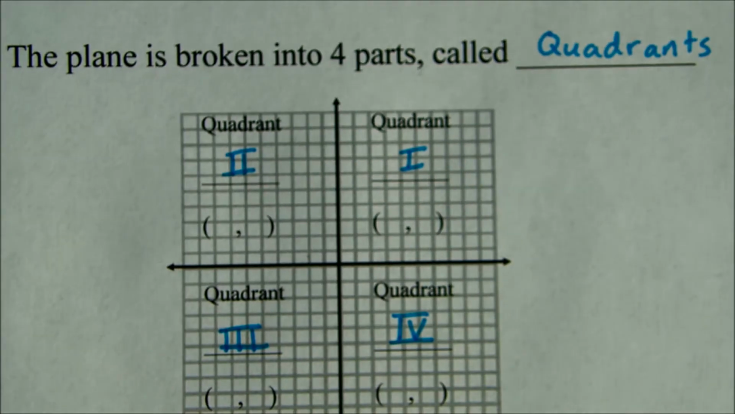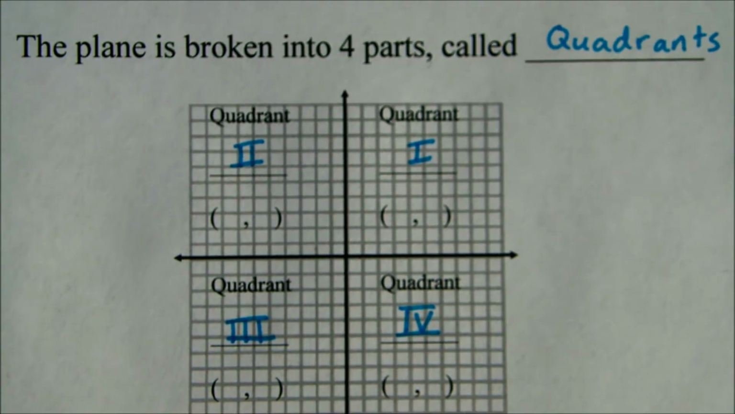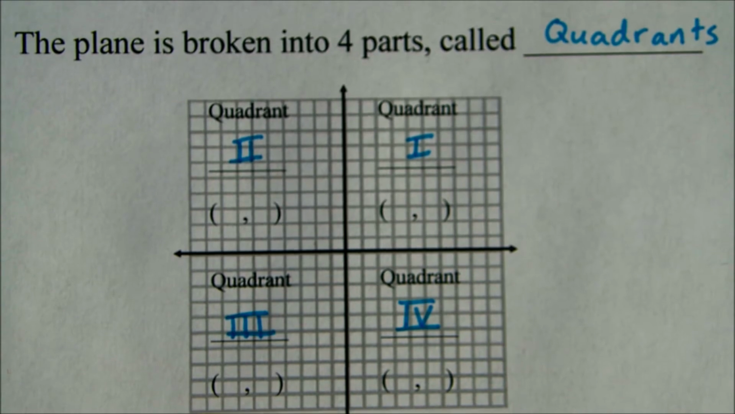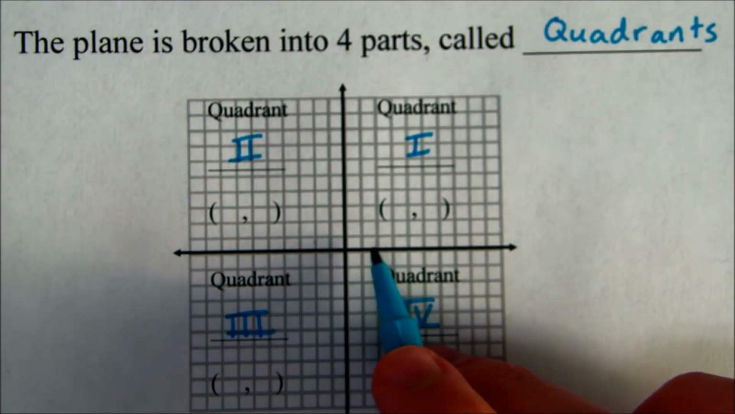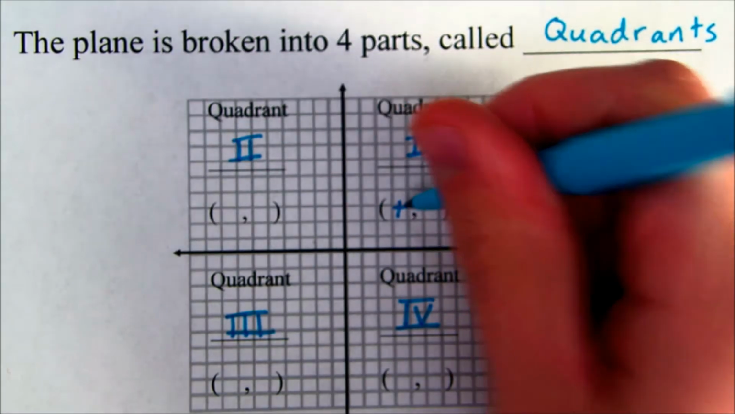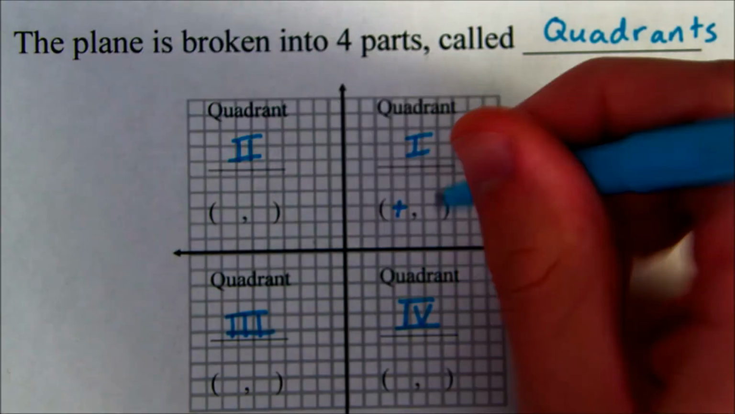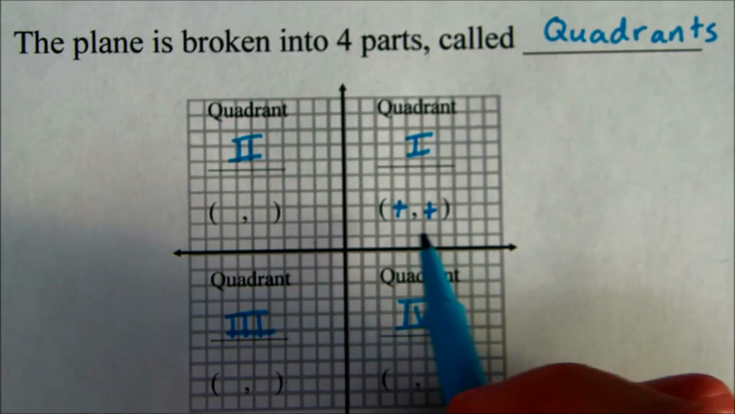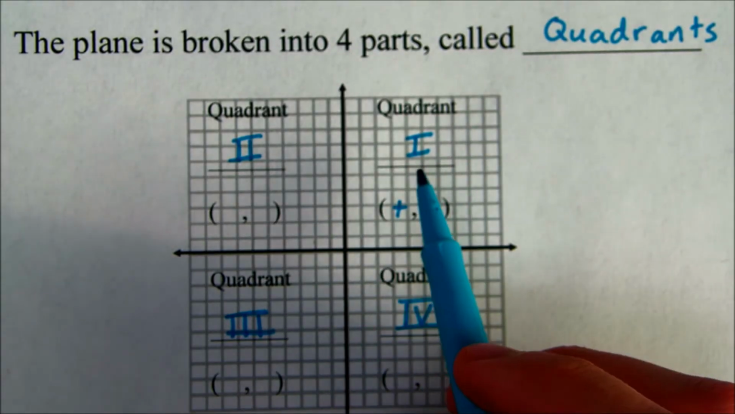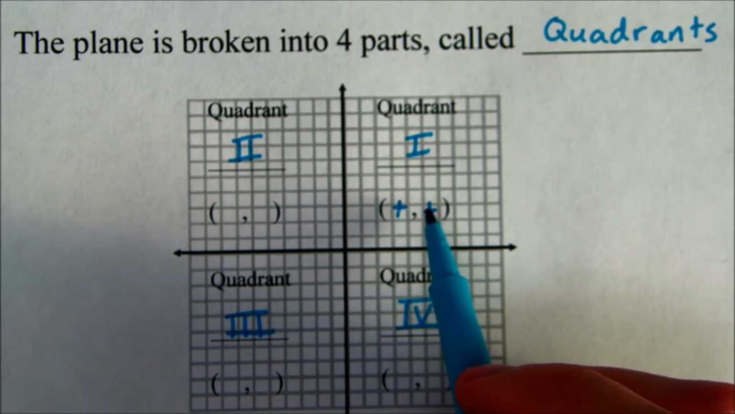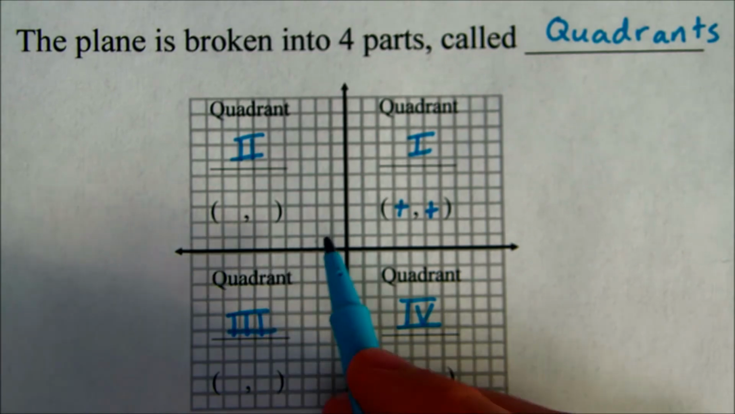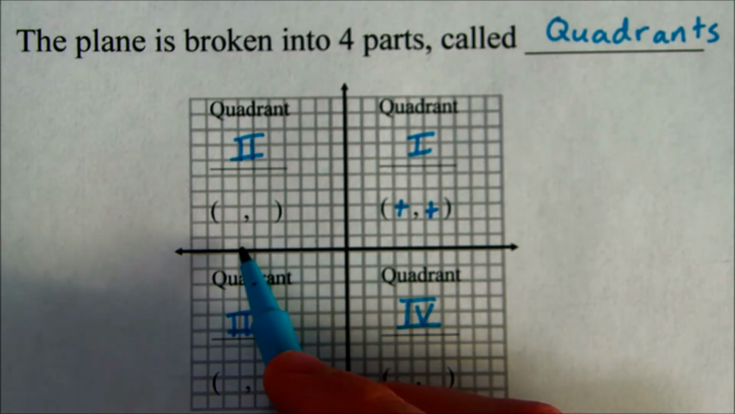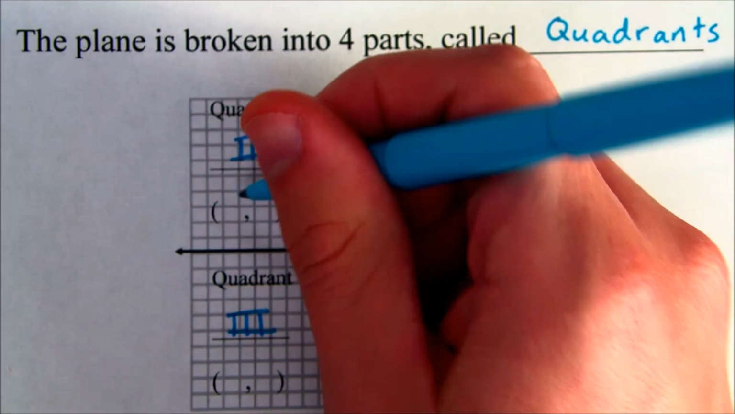Now in the quadrants, our x and y's all have a pattern. For example, in order to get to the first quadrant, I need to go right on the x, meaning that my x is positive, and I need to go up on the y. So all of the points in quadrant 1 are positive. I have a positive x and a positive y. Let's look at quadrant 2. In order to get there, I need to go left and up. So to go left, the x needs to be negative, and to go up, the y is positive.